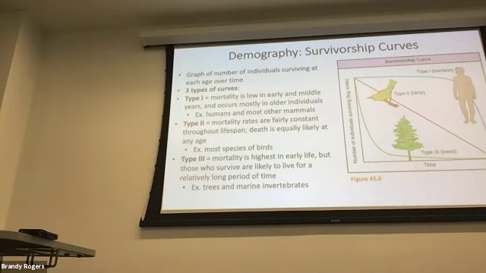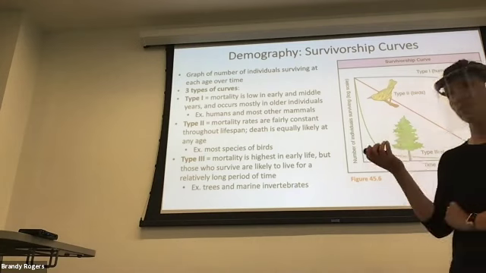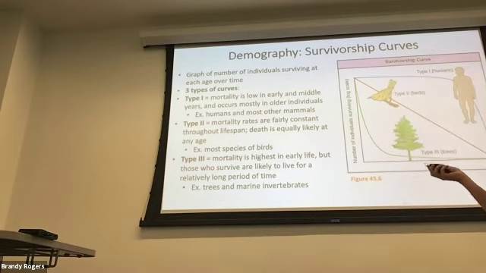So I'm going to ask you guys to tell me which is which. You're going to have to be able to look at a graph or read an example of an organism and how it acts and tell me which one it fits. So type 1 is mortality is low in early and middle years and occurs mostly in older individuals.